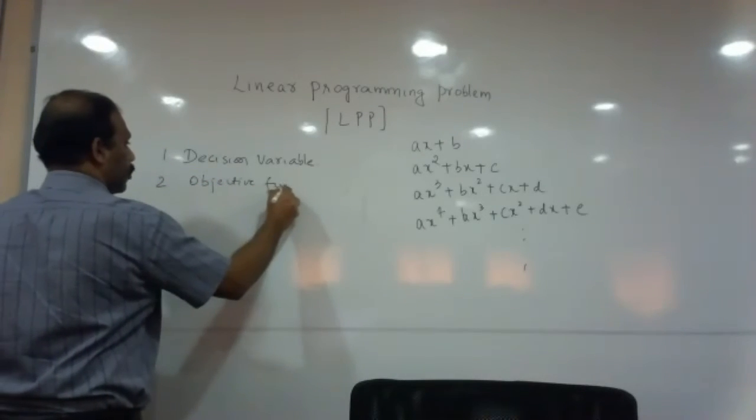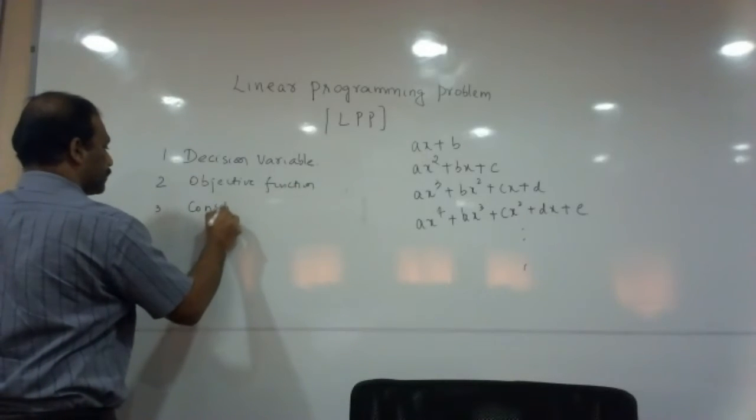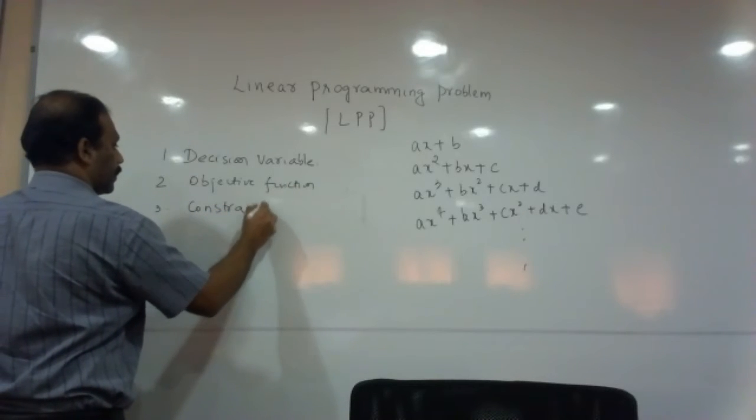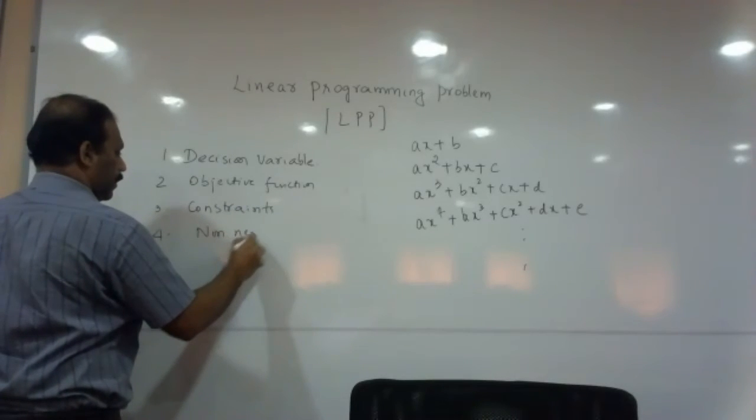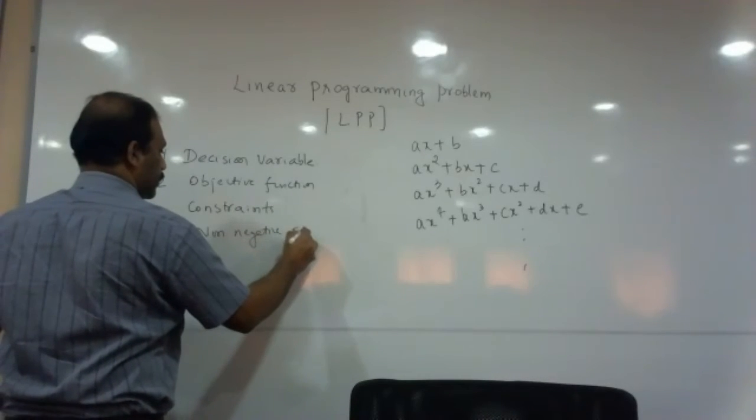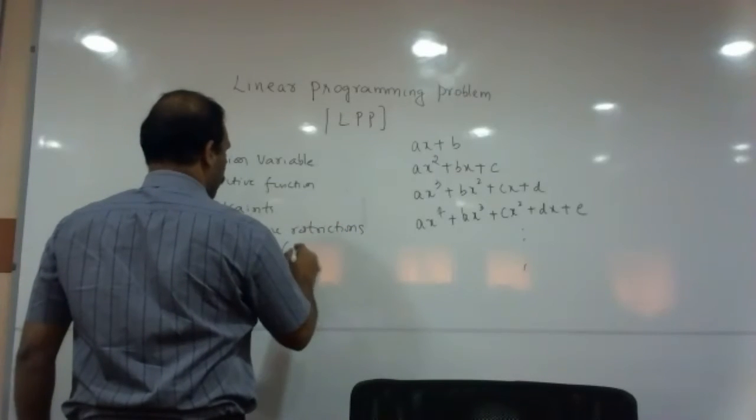The second one is called the objective function. The third one is called constraints. And the fourth one is called non-negative restrictions, or we also call it NNR.